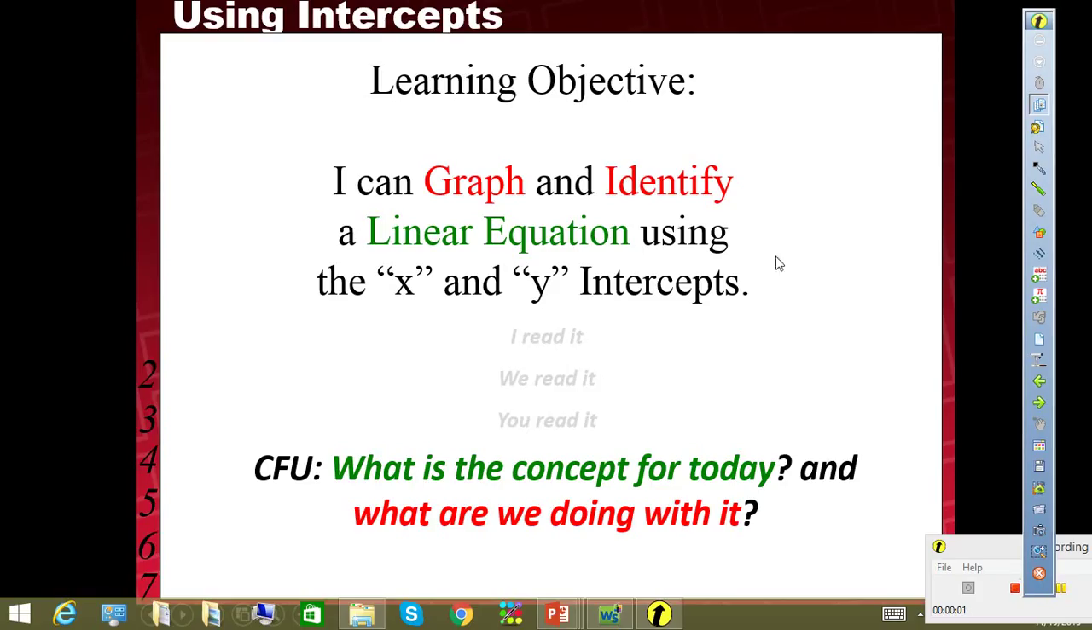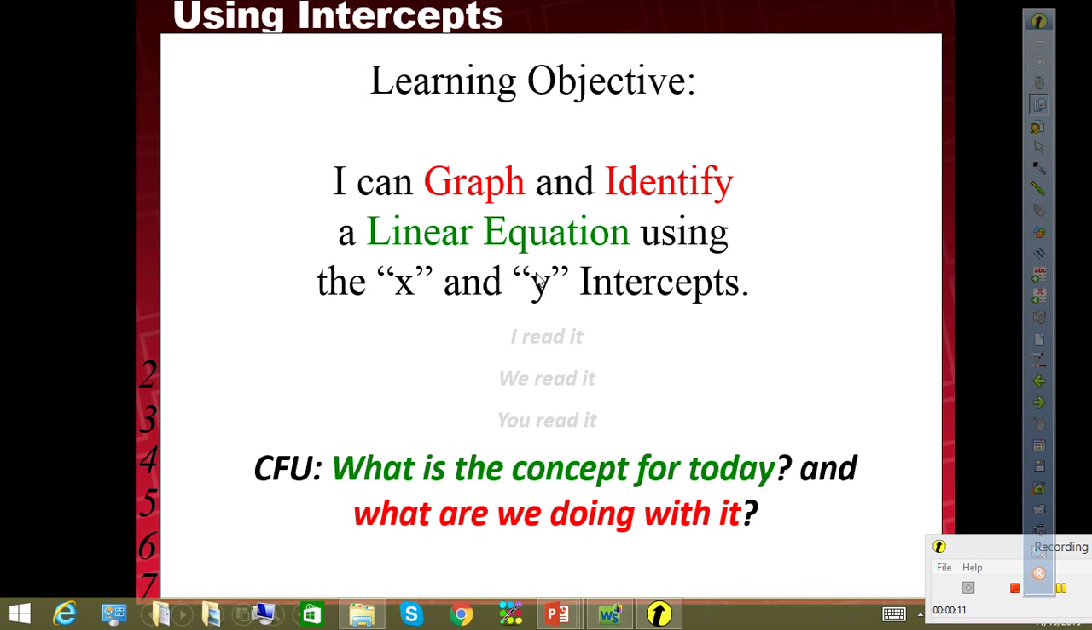Our objective for today: I can graph and identify a linear equation using the x and y intercepts. Do it together. 1, 2, 3. I can graph and identify a linear equation using the x and y intercept.